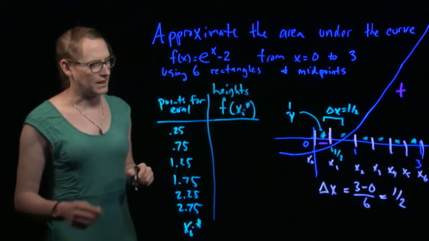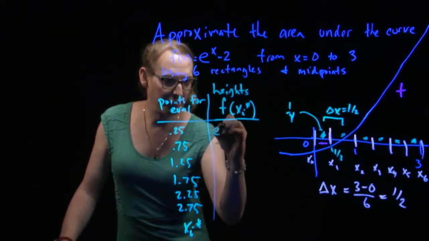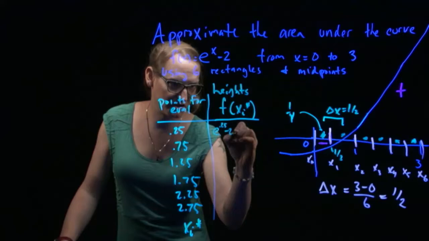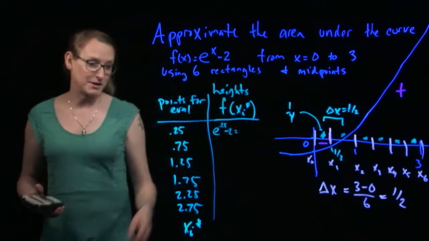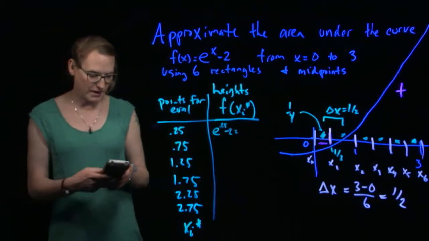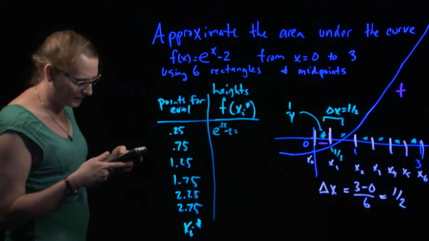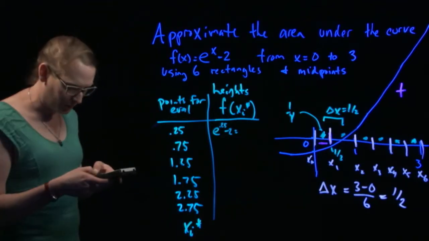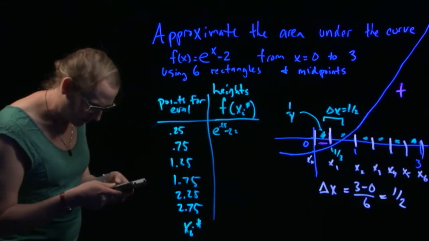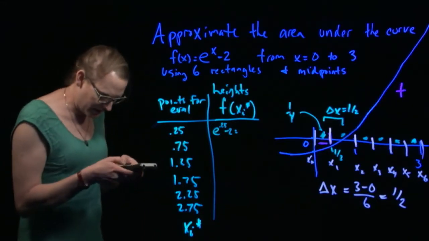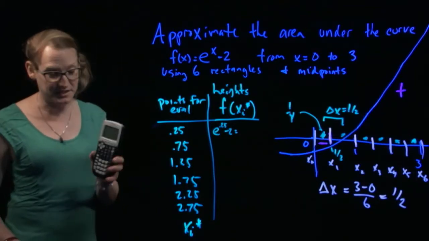Those are the heights of the rectangles. So this is going to be e to the 0.25 minus 2. And you better believe I'm going to do this in my calculator. Since I'm going to be doing 1, 2, 3, 4, 5, 6 function evaluations, I'm going to do this the quick way. I'm going to go into y equals, put e to the x, better clear that, e to the x minus 2 as my function, so y equals e to the x minus 2.